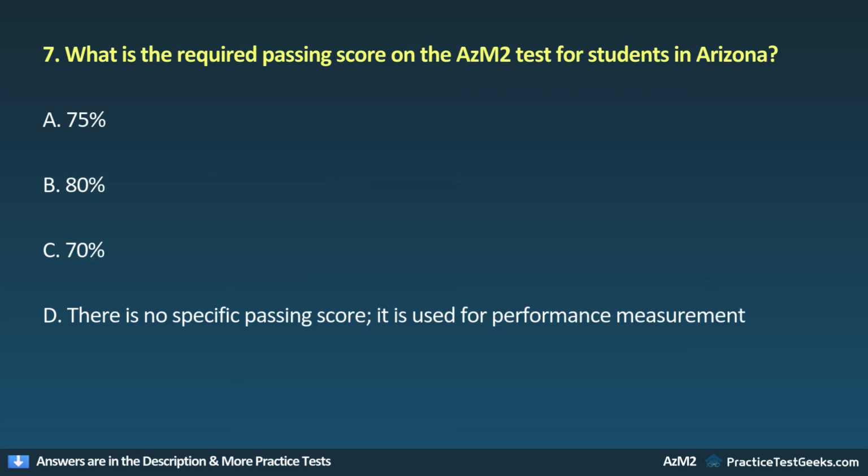7. What is the required passing score on the AzM2 test for students in Arizona? A. 75%. B. 80%. C. 70%. D. There is no specific passing score. It is used for performance measurement.